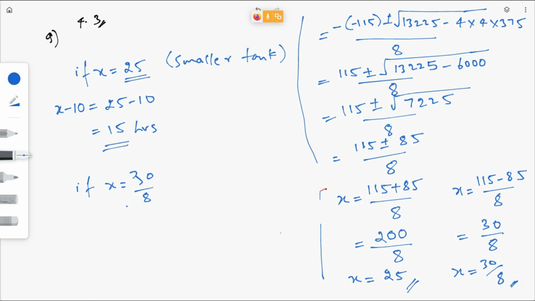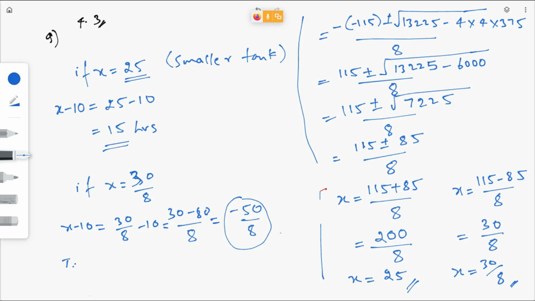If x is equal to 30 by 8, x minus 10 will be 30 by 8 minus 10. How much will you get here? 30 minus 80, which is equal to minus 50 by 8. So here time can't be negative, right? Can time ever be negative? No. Yes or no? No, sir.